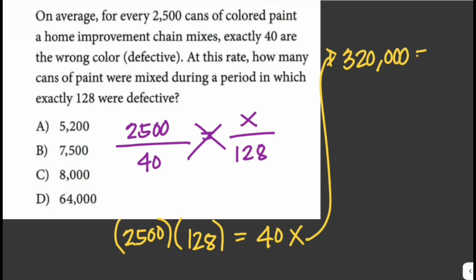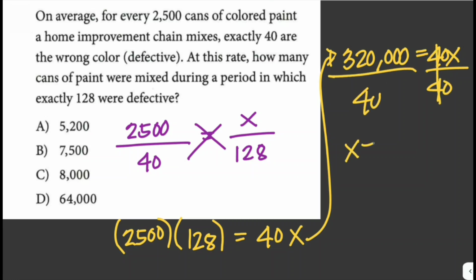320,000 equals 40x divided by 40. So x is just equal to 8,000. So there are 8,000 cans of paint that were mixed during a period in which exactly 128 were defective. So the answer here is letter C.